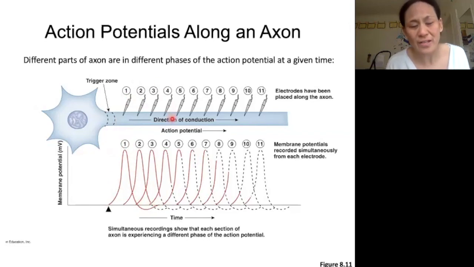However, if we compare that to other points along the axon, you can see like here at 5, we're just kind of in the middle of our action potential. At location 11, we are just starting our action potential.